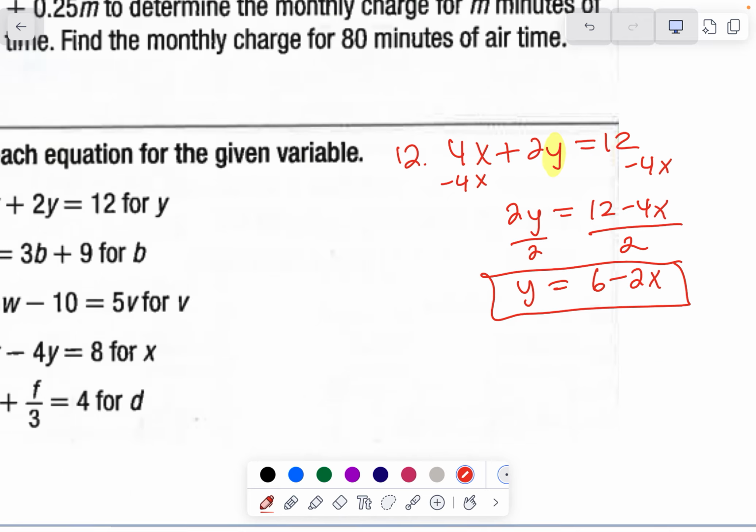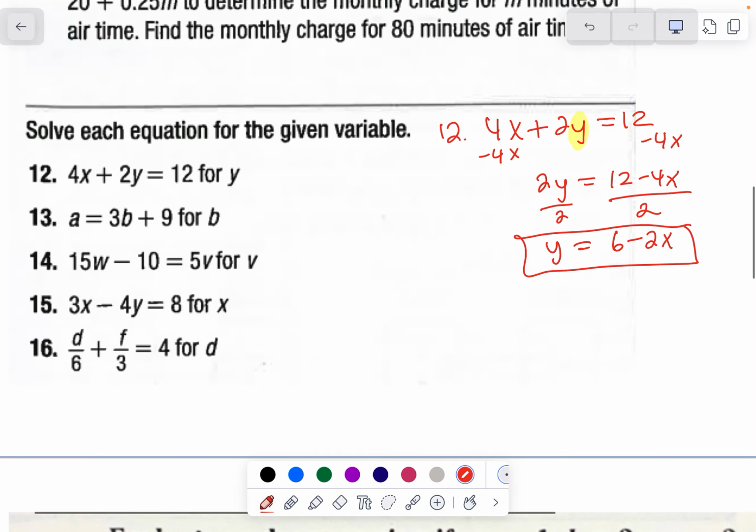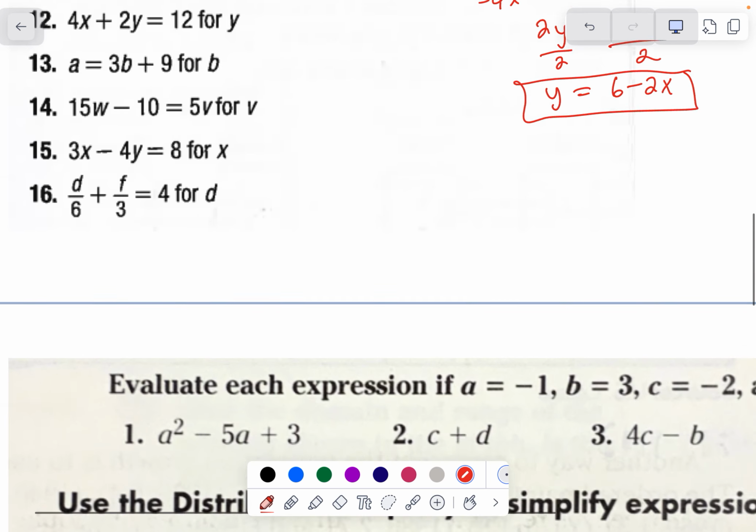So when you see, like, 13, get it till it says b equals, 14, v equals, 15, x equals, 16, d equals. That's what they mean. They say isolate that variable or solve for that given variable. That's how you want it to look, okay? Do we have any questions about 12 through 16? Okay, then we got some down here at the bottom.